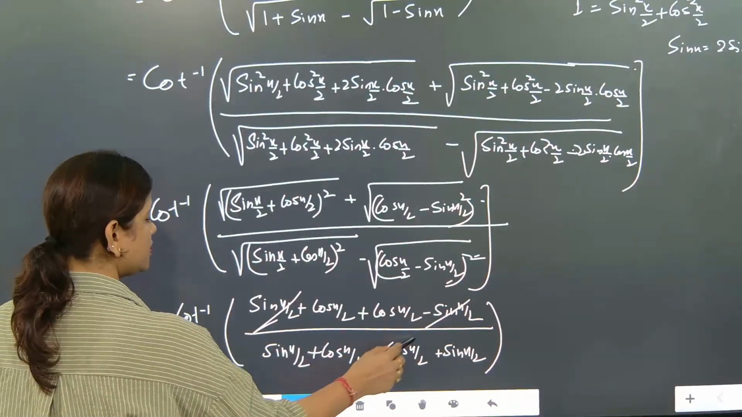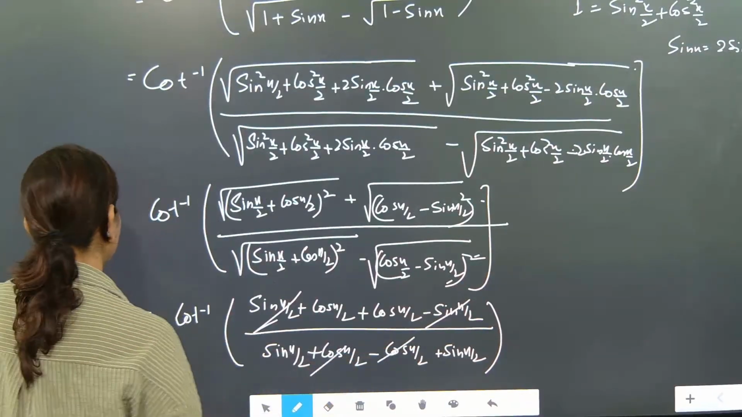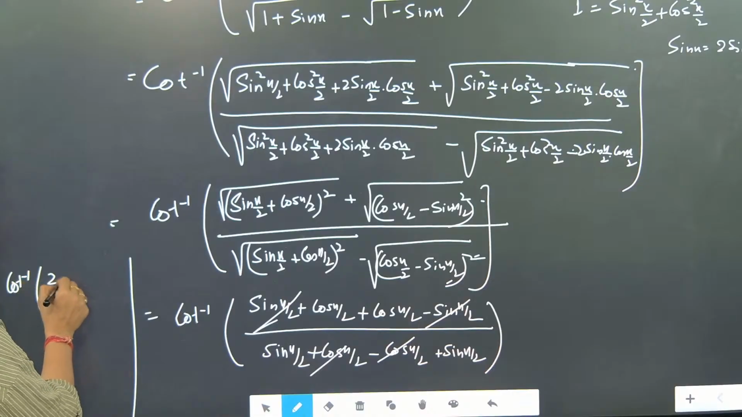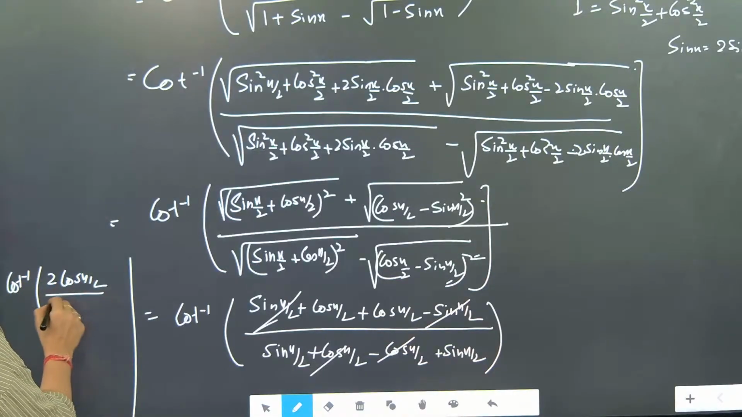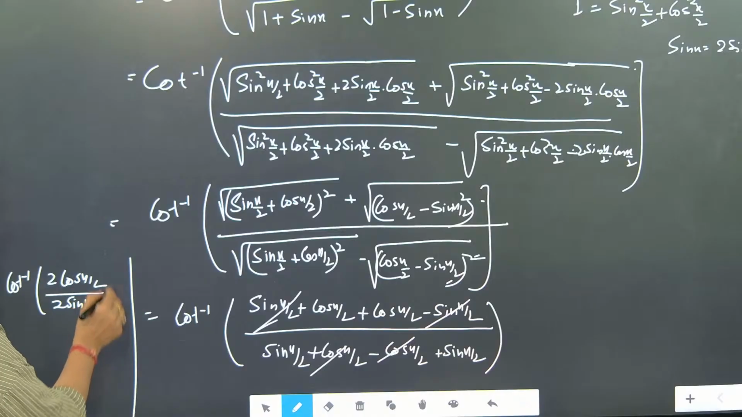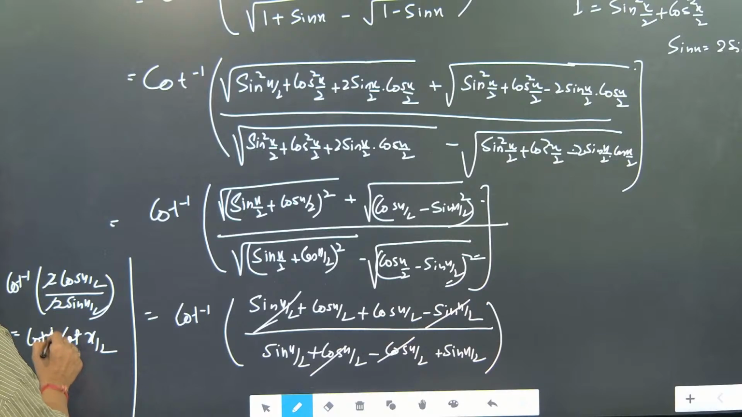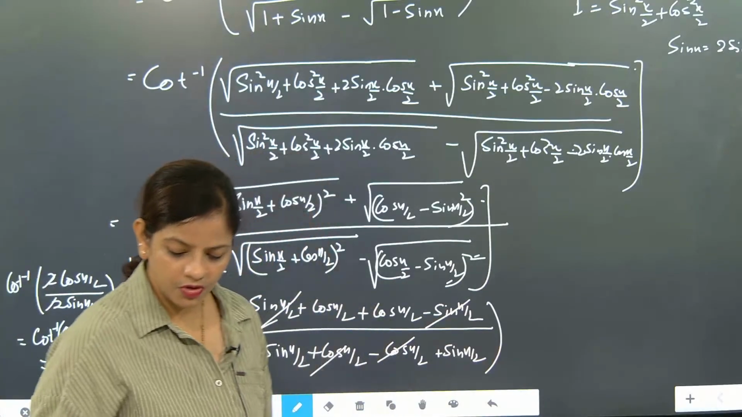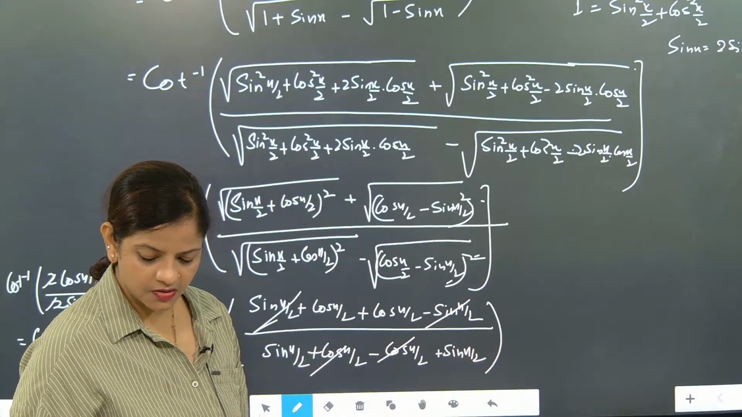So this part and this part will get cancelled. So it will become what? It will become cot inverse 2 cos x by 2 by 2 sin x by 2. This cancel. Cot inverse cot x by 2. So it is coming as x by 2. Got it. Cot inverse cot x by 2. I hope you might have got the answer.